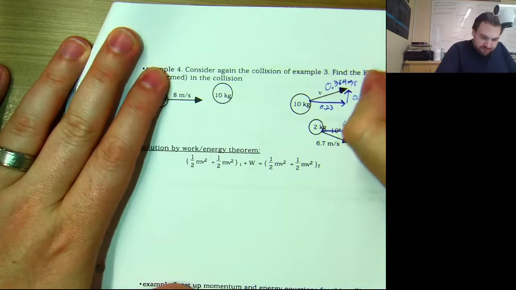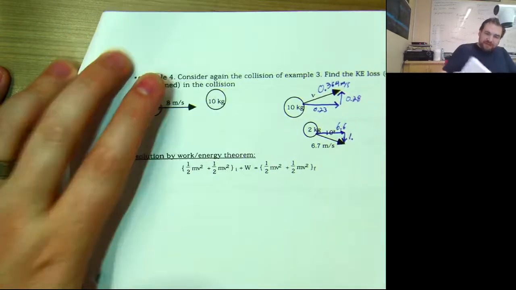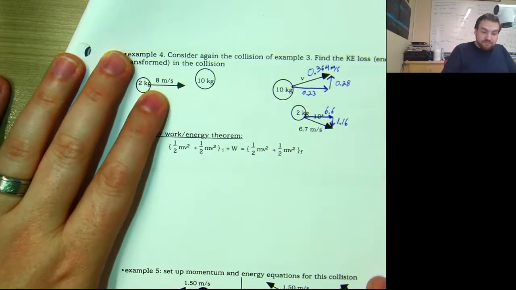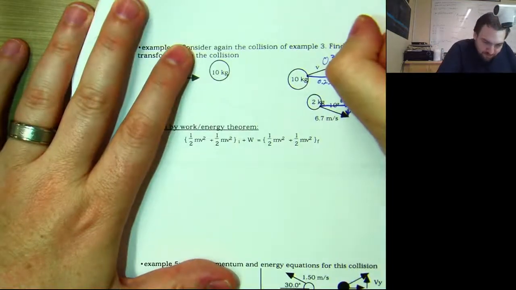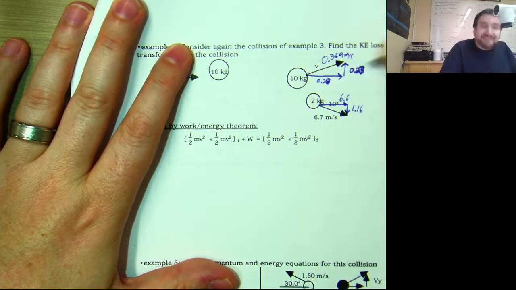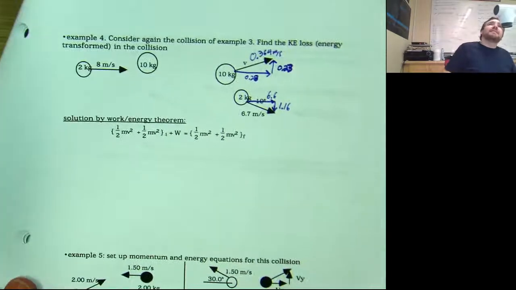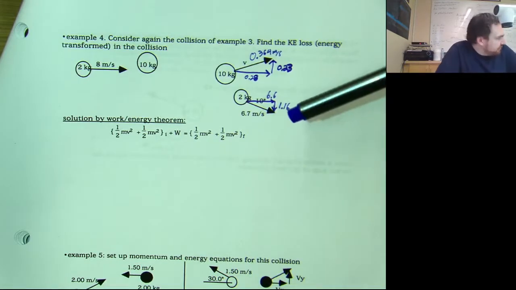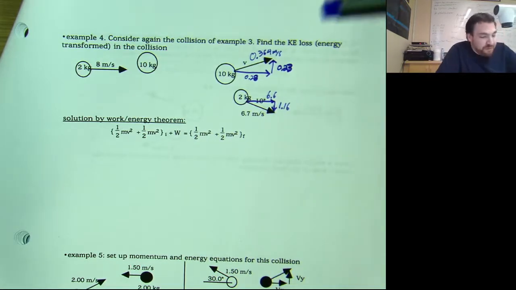6.6 and 1.16. Do I have it backwards? Yes, I do. Well, thankfully, that's easy to fix. And then you doubted Nathan. Okay, easy to fix. Okay, so this is how the diagram would look after you've solved the momentum equation.